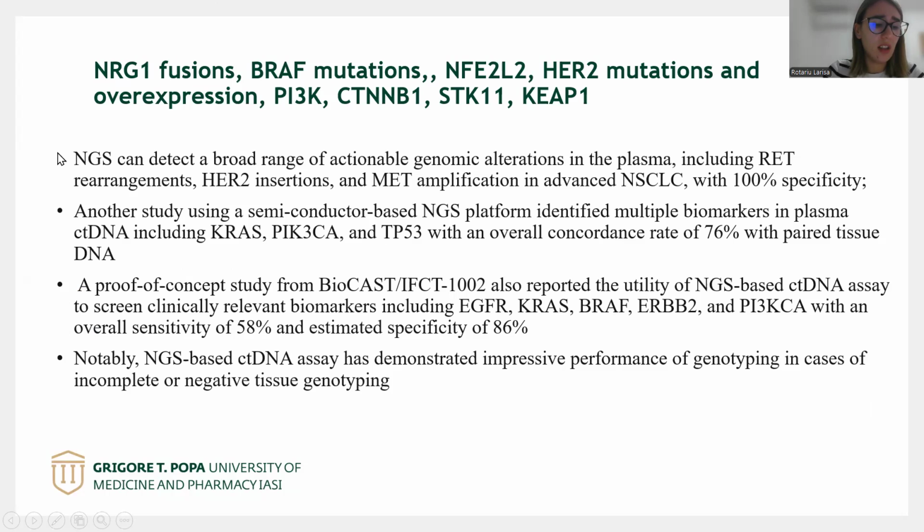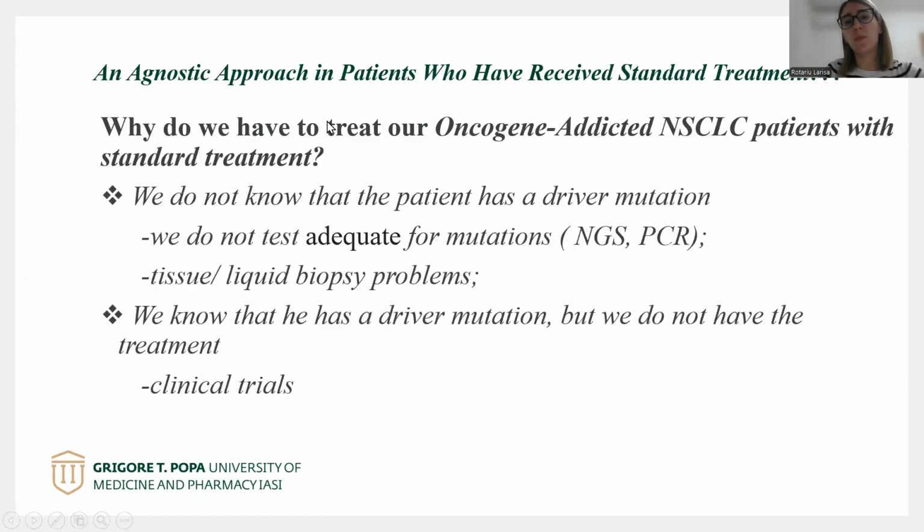So there are a lot of other tumors like those listed, and in these cases, it is sometimes better to use NGS if we do not know what we want to find, but if we are specifically sure about the mutation, we can use PCR if we have the primer. So, an agnostic approach in patients who have received standard treatment.